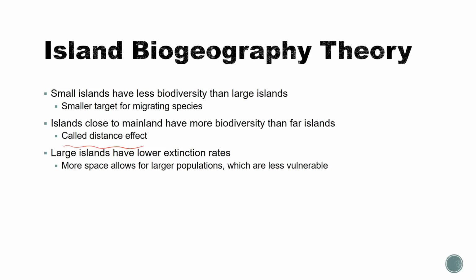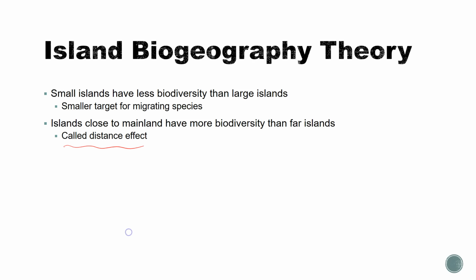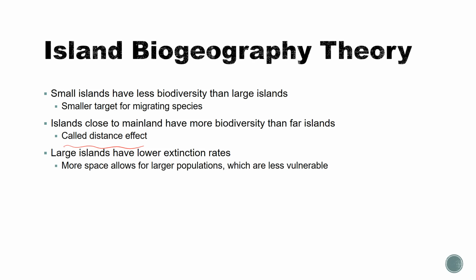Because of this, larger islands that are closer to the mainland generally have lower extinction rates. More space allows for larger populations, more habitats, larger territories and stuff like that. And that's what island biogeography theory summarizes. It tells us that islands are particularly vulnerable to biodiversity loss, that smaller islands have less biodiversity, and islands farther away from the mainland have less biodiversity. And therefore, larger islands closer to the mainland tend to be less prone to biodiversity loss.